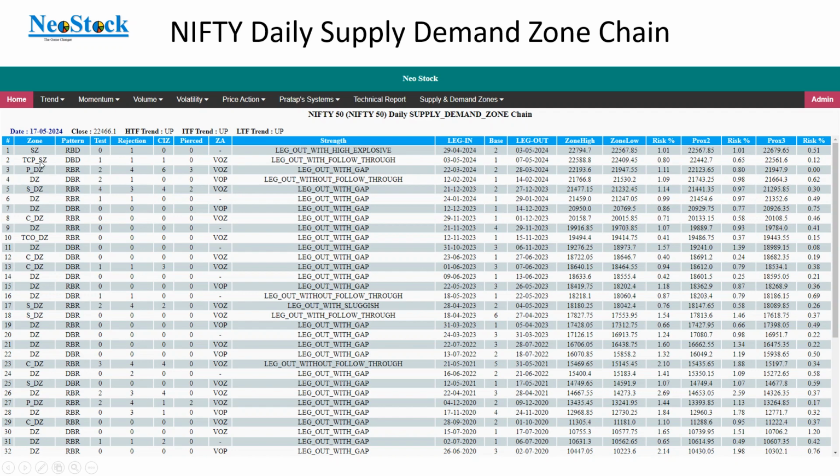So let us draw 2 supply zones and 1 demand zone. And at present the daily trend is also uptrend. The reason is previously one of the daily supply zones was violated and then the daily trend moved to the uptrend.